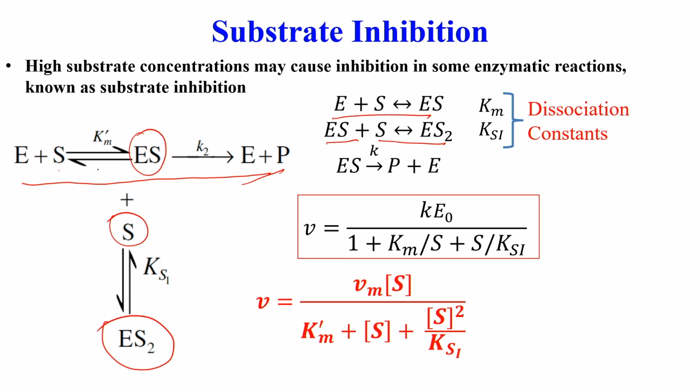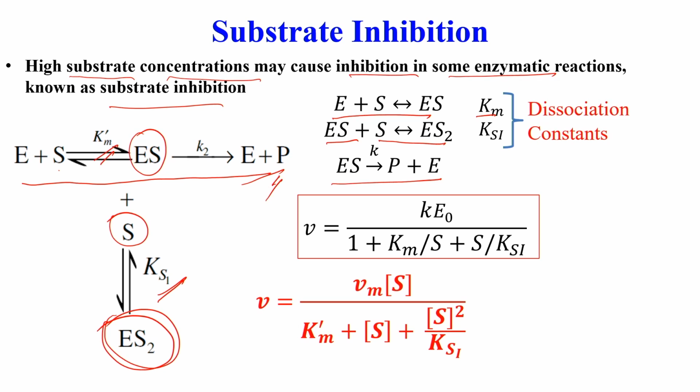As you know, in the first case, the dissociation constant is Km, the Michaelis-Menten constant. Here we are writing the dissociation constant as Ksi, because here the substrate is acting as an inhibitor. So, high substrate concentration may cause inhibition in some enzymatic reactions, and that is known as substrate inhibition. Now, ES2 is not participating in the product formation anymore.